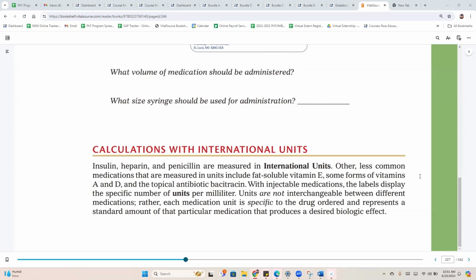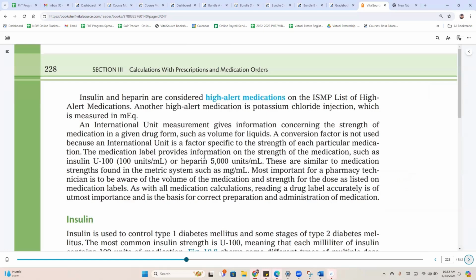Insulin, heparin, and penicillin are measured in international units. Other less common medications that are measured in units include fat-soluble vitamin E, some forms of vitamins A and D, and the topical antibiotic bacitracin. With injectable medications, the labels display the specific number of units per milliliter. Units are not interchangeable between different medications. Rather, each medication unit is specific to the drug ordered and represents a standard amount of that particular medication that produces a desired biologic effect.